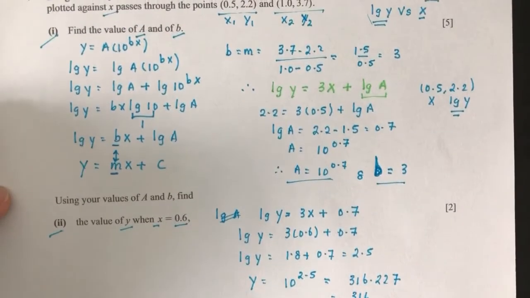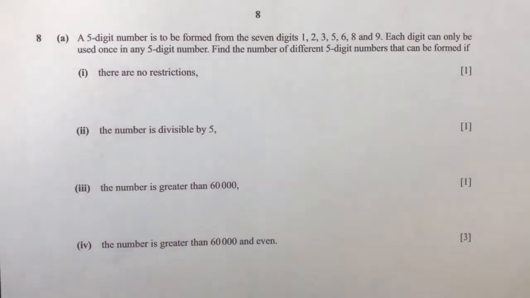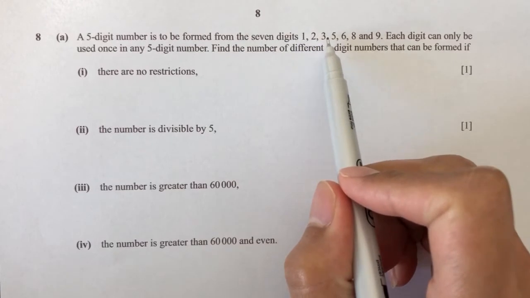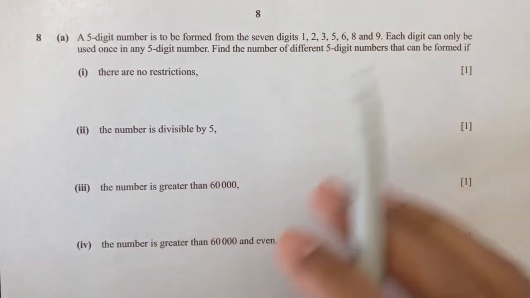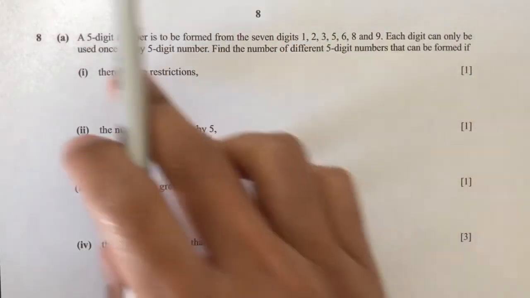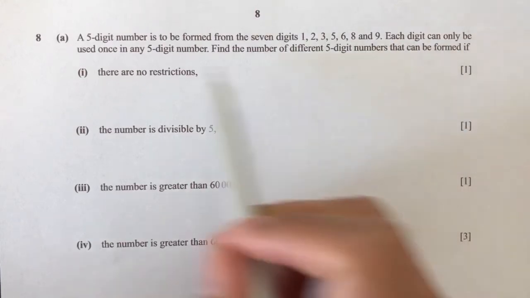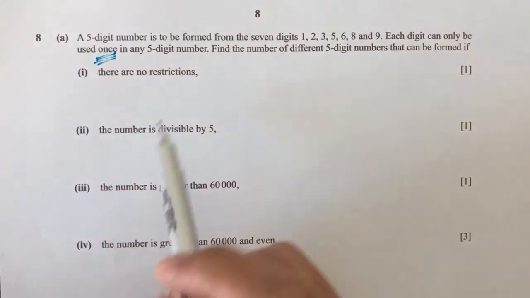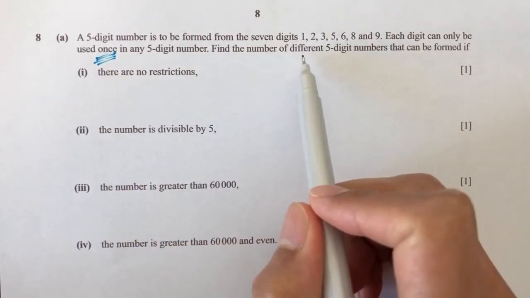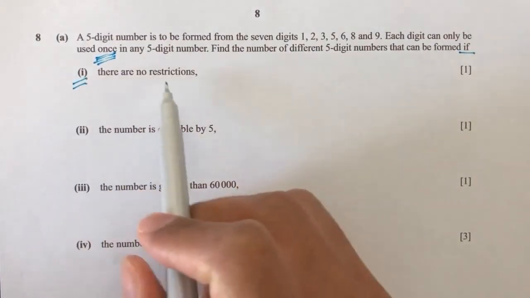And that is question number 7. Question number 8, part A. It says a 5-digit number is to be formed from 7 numbers. So we have 1, 2, 3, 5, 6, 8, 9. So these are the 7 numbers, and we have to use these numbers to form a 5-digit number. Now it says each number can only be used once. That is very important to the question. Now find the number of different 5-digit numbers that can be formed if, part 1, there's no restriction.